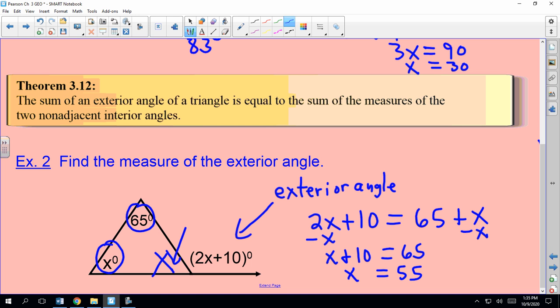And then read the problem again. It says find the measure of the exterior angle. Okay, so that is 2 times 55 plus 10. 110 plus 10 is 120 degrees. It's 120 degrees. So once again, if you need to, pause the video, finish copying that down. I'm going to go ahead and move on.